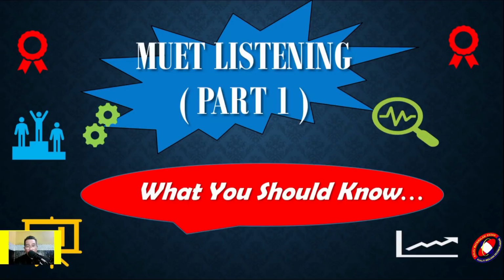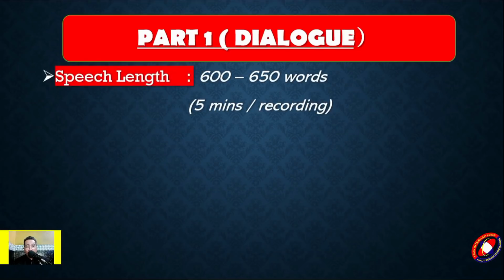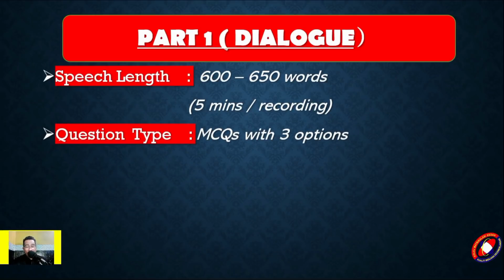What you should know about MUET listening part 1. Part 1 comprises a dialogue, a conversation between two persons. You're going to be listening to that. The speech length is around 650 words, a 5-minute recording, more or less. The question type is multiple choice with 3 options. You're going to make a choice there.